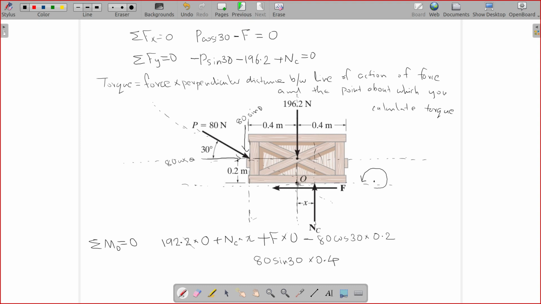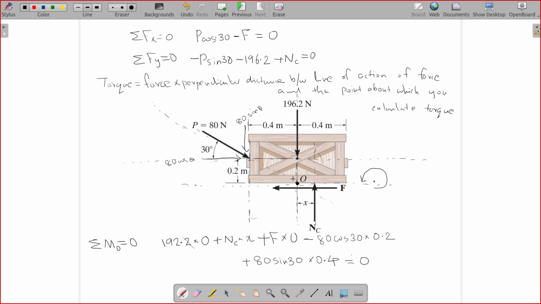This is the point. Clockwise, right? Assume that you think about it like this. You pin the object at O and you apply 80 sin theta here. If this is acting downwards, this will tend to rotate in anti-clockwise direction, so positive. So that's how you find out the torque equation. So that should be equal to 0, right?